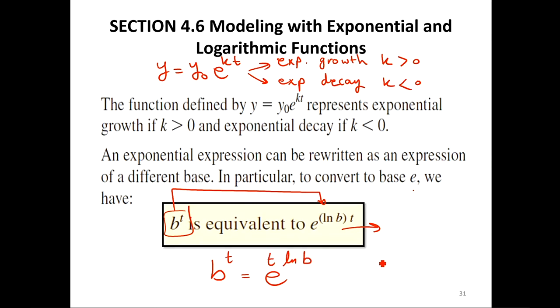For example, 2 to the power t, we can write as e to the power t ln 2. Or for example 5 to the power t is equal to e to the power t ln 5. This is the same.